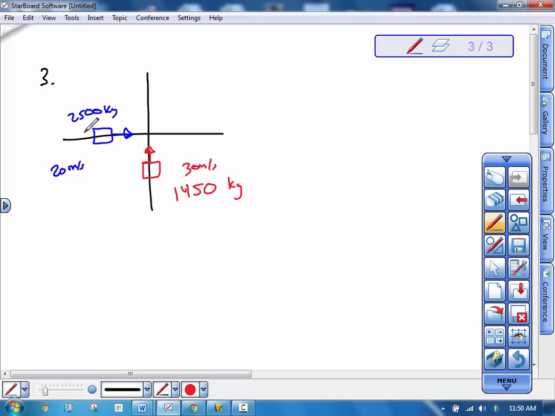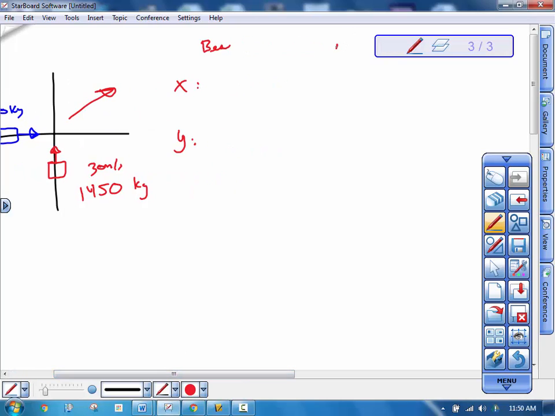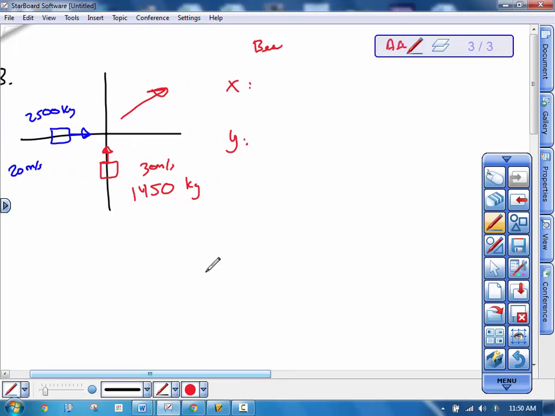Okay, so we have a blue car in number 3 traveling this way. We have a red car traveling this way. They're going to collide, and they're going to travel off together in some kind of a path like that. So what I'm going to do is break this up into x and y momentum, and I'm going to do before, and I'm going to do afterwards. So if you look at the x momentum beforehand, it's simple. All I have is the blue. So that's the mass of the blue times the velocity of the blue, which I'll just fill out now. Actually, I'll write the equation.